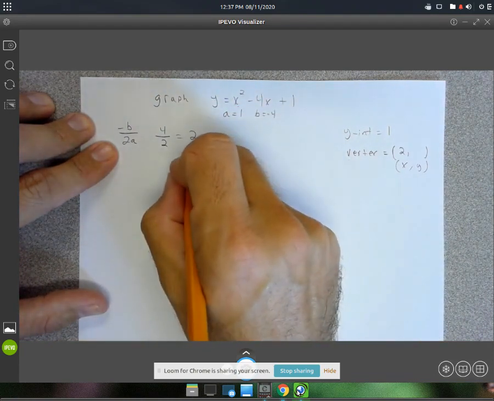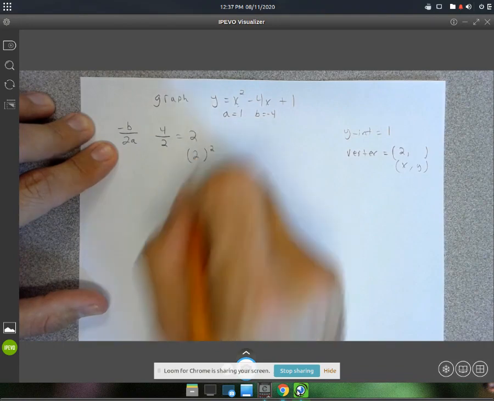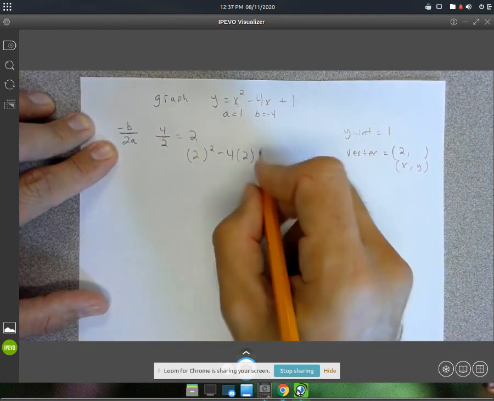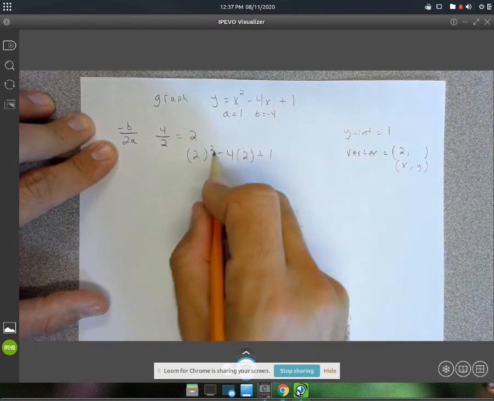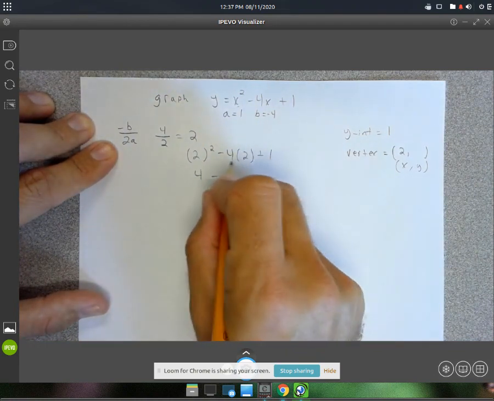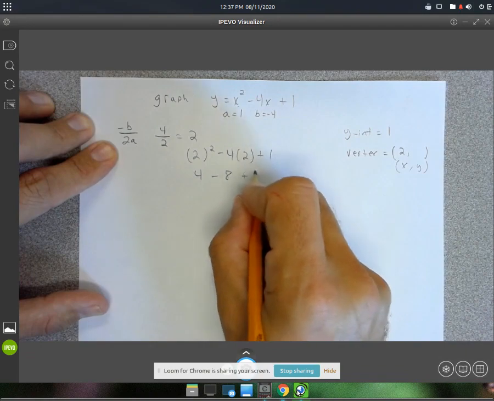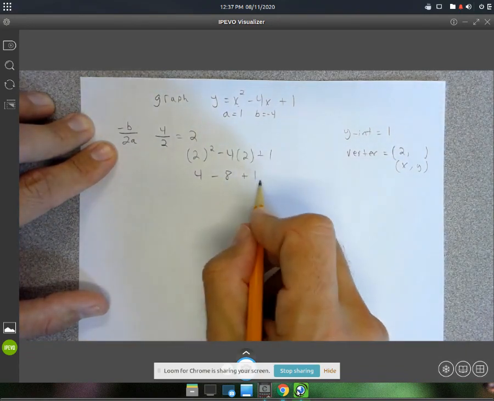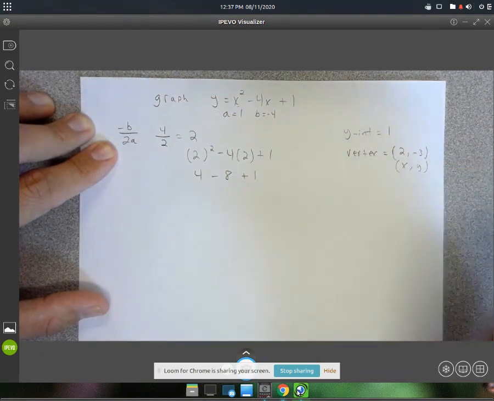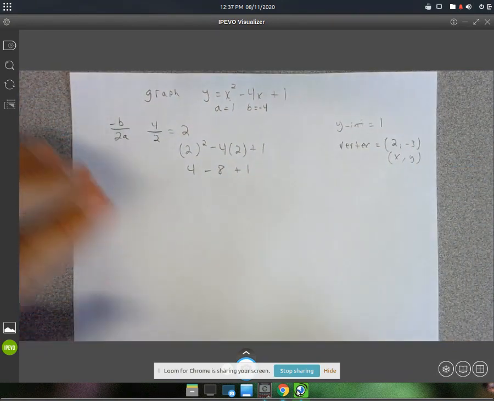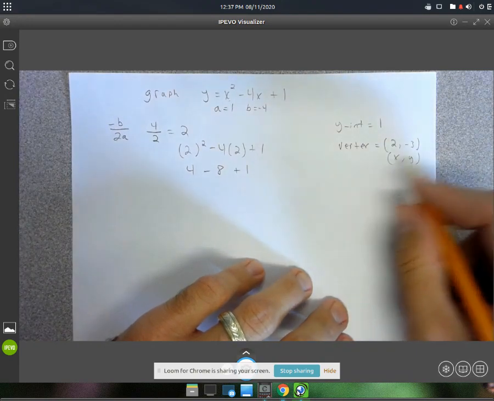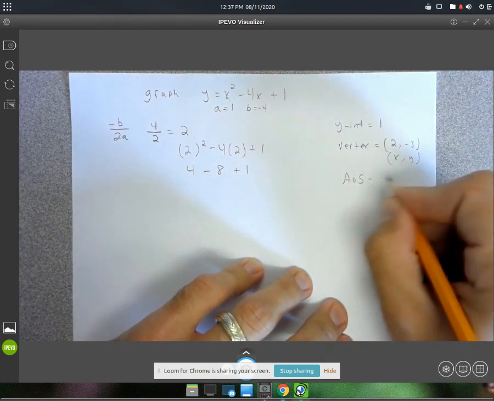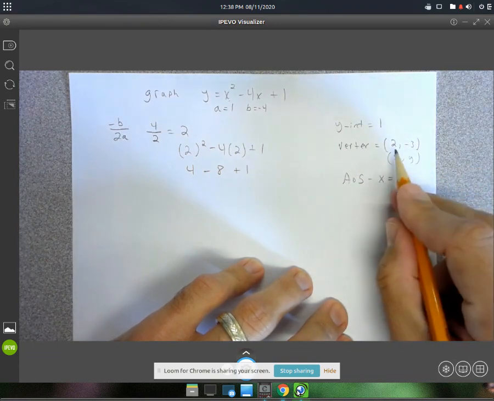Okay, so that's going to be 2 squared minus 4 times 2 plus 1. Well, 2 squared is 4. 4 times 2 is 8. 4 minus 8 is negative 4. Negative 4 plus 1 is going to be negative 3. All right, so if we know the vertex, then we also know the axis of symmetry. That's going to be x equals 2.